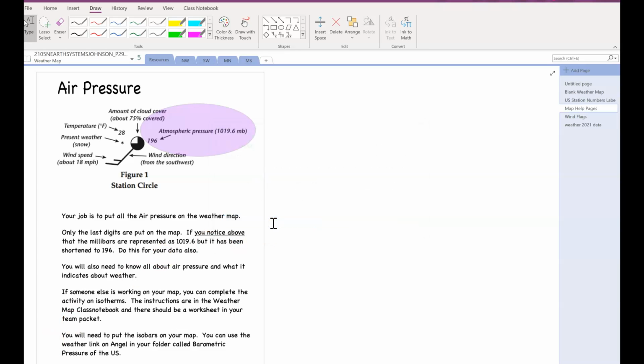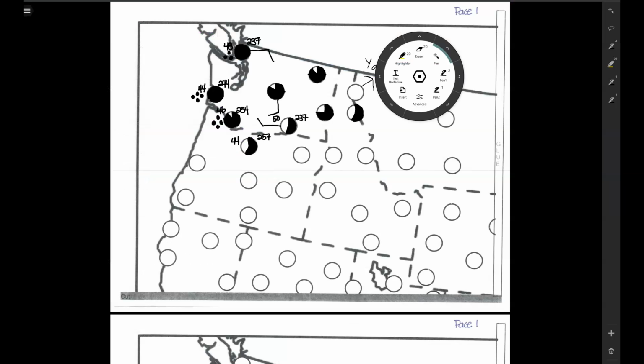Okay, so we're going to look at how to start your weather project. We're going to start out by looking at the help pages that are located in your class notebook. And we're going to start with how to put air pressure on the weather map. If we look at our weather map, we've divided it up into 6 sections. The first section that we're working on is the northwest. You can see that some of the weather stations are done for you.